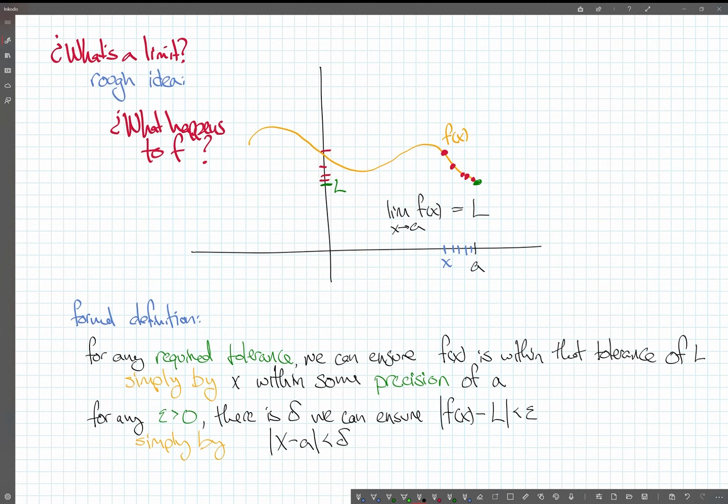There's one more thing to add here, which is that we don't care what happens when x equals a. We just don't care. The idea is we care what happens nearby to a, and by nearby we mean as close as we could possibly get, but we really don't care what happens at a itself.